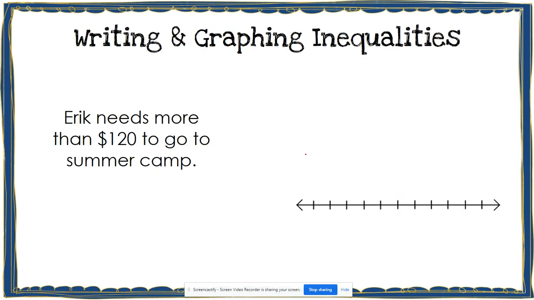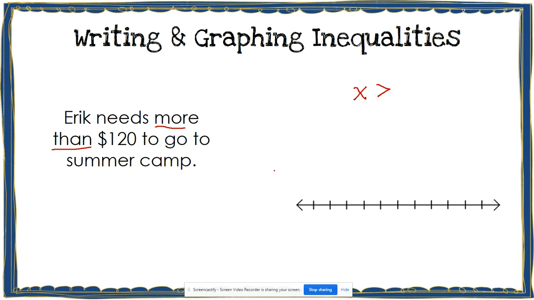Now we're going to write and graph inequalities based on real-world scenarios. This problem says that Eric needs more than $120 to go to summer camp. Well, to write an inequality for this, I'm going to start with what I need, which is the amount of money, x. And then I see that Eric needs more than $120 to go to camp. I need to ask myself what that means. More than typically means above, so I know that I'm going to use the greater than symbol.